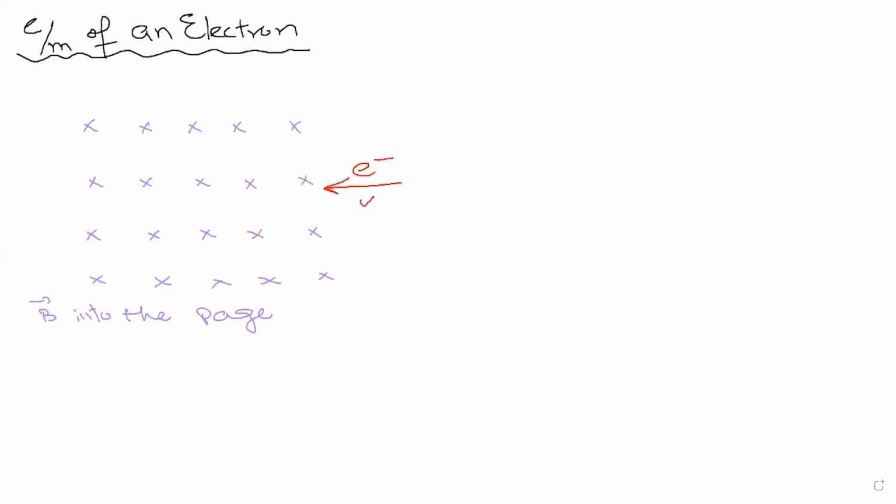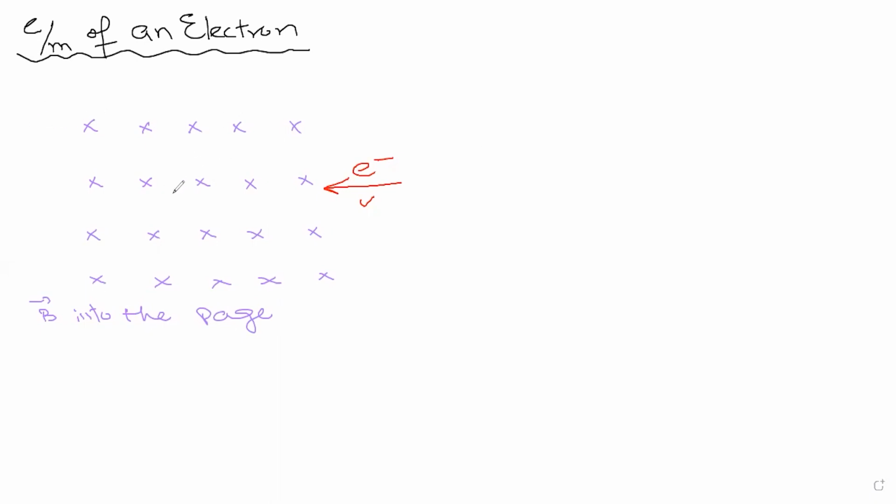Hello everyone. So today's topic is charge to mass ratio of an electron, e/m of an electron, a very important topic in terms of magnetic field. In this topic, we find a unit mass of a particular value of charge, a particular quantity of charge, so that charge here is defined.